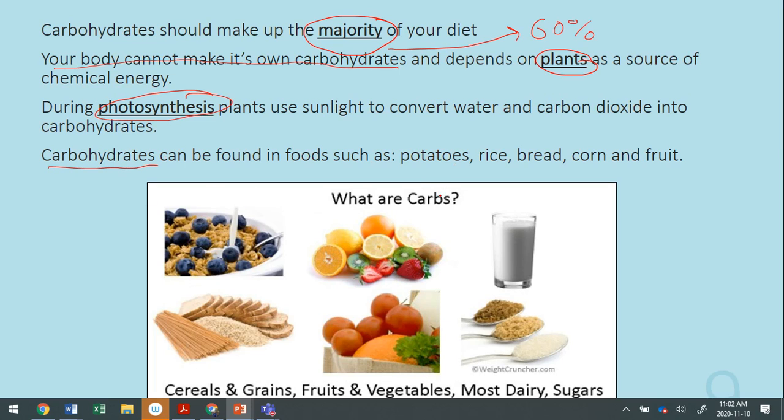Well, when we think of carbohydrate-rich foods, we think of potatoes, rice, bread, corn, fruit. Now I could add things like chocolate bars and Slurpees and Pepsi in there, but eventually, where do those things get their carbohydrates from? Well, things like high fructose corn syrup, so they get it from corn, right? They get it from sugar beets and sugar cane and that sort of thing. So plants are the original source of carbohydrates.